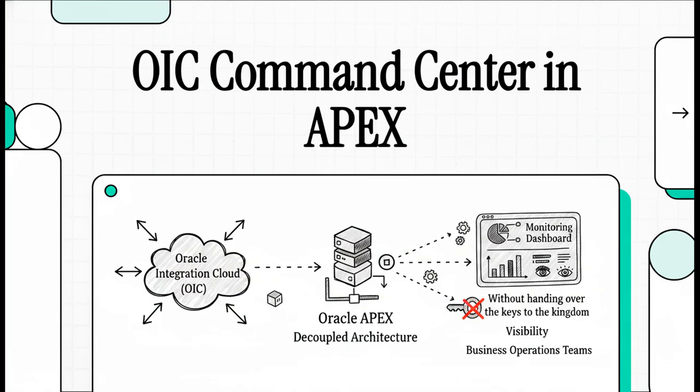Welcome to this explainer, where we're going to uncover the architectural secrets behind building a truly decoupled OIC monitoring dashboard using Oracle Apex. Now, if you've ever tangled with Oracle Fusion implementations, you already know that Oracle Integration Cloud, or OIC, is basically the critical infrastructure running everything behind the scenes. So today, we're unpacking a really fascinating technical case study that solves a massive headache. How do you give your business operations teams visibility into those integrations without completely breaking your architecture or just handing over the keys to the kingdom?